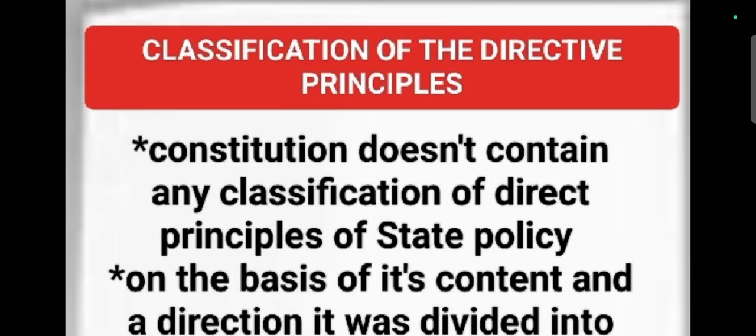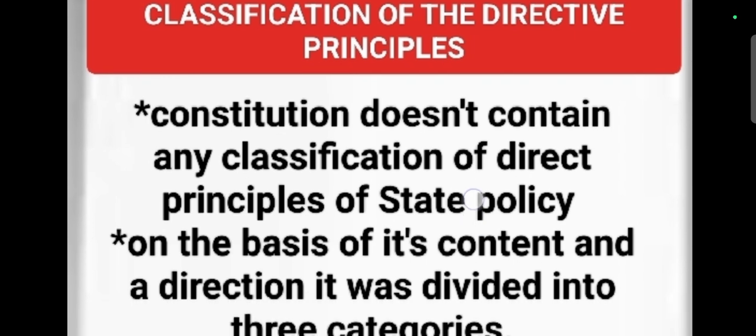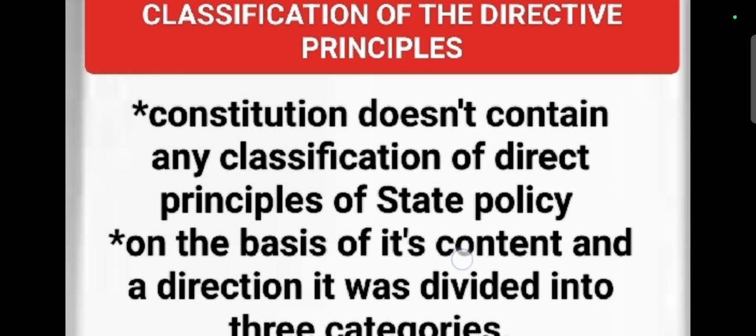Hello everyone. So today we are going to discuss the classification of the directive principles. The Constitution doesn't contain any classification of directive principles. It means this was not divided on the basis of classification. They only provided the directive principles of state policy. But the classification was done on the basis of its content and direction. It was divided into three broad categories.